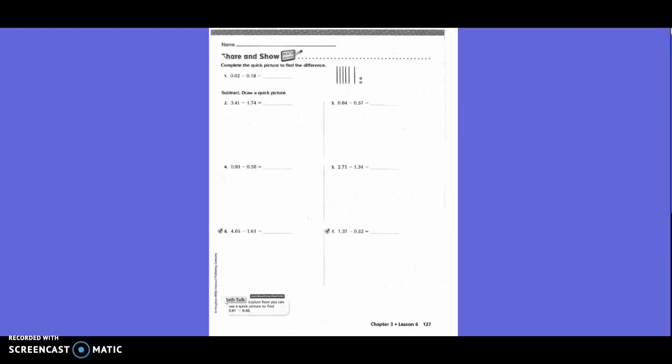So 1 and 35 hundredths. Share and show. Complete the quick picture to find the difference. So they drew how many? 6 longs and 2 hundredths. So they've already taken care of this number, right? Then they want to get rid of 18 hundredths. Do they have enough hundredths to take away 8? No. So you're going to take this, cross it off, and draw how many more? 10.